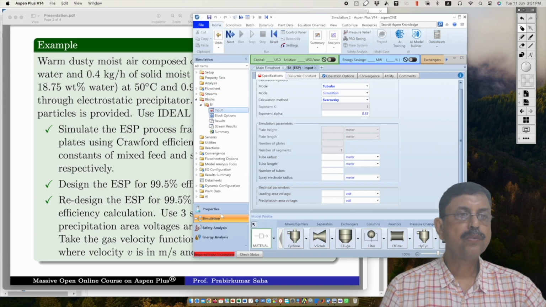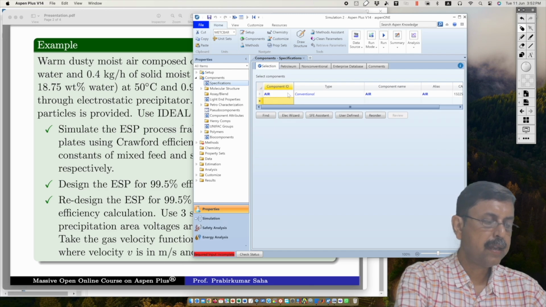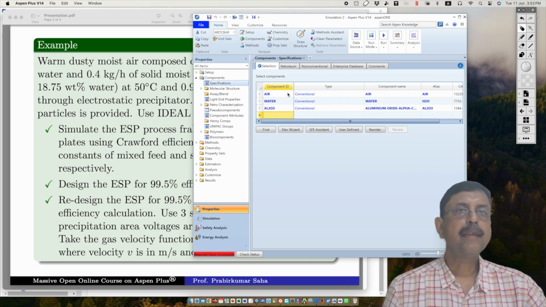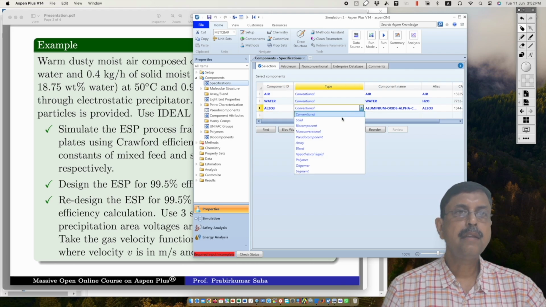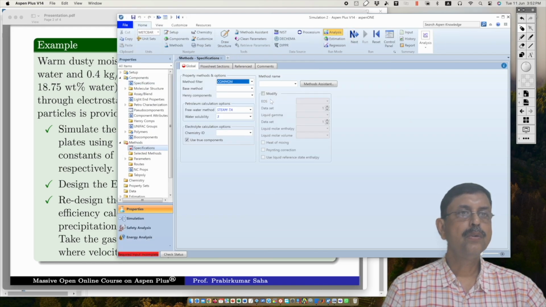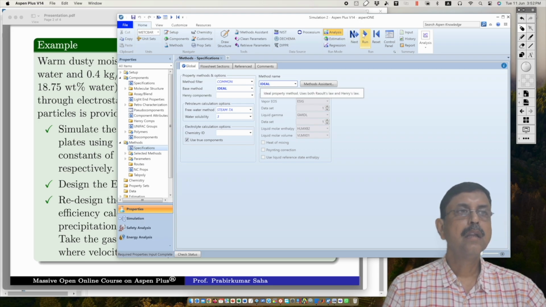First we have to go to the properties and fix the components. First we have to fix air, water and Al2O3. This Al2O3 will be solid. Okay, and we have to use the ideal method, run it. Okay, now go to the simulation.